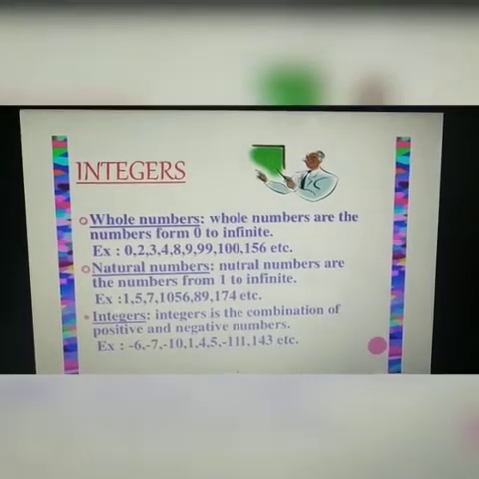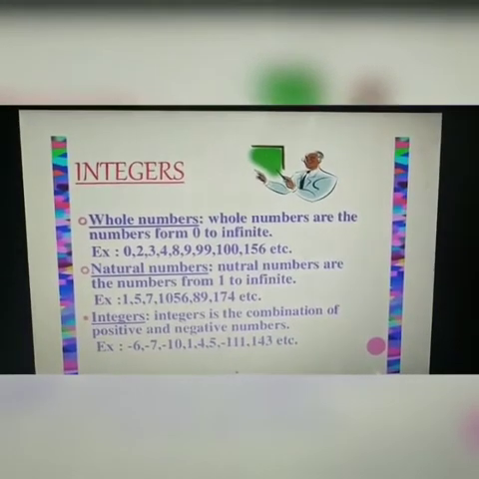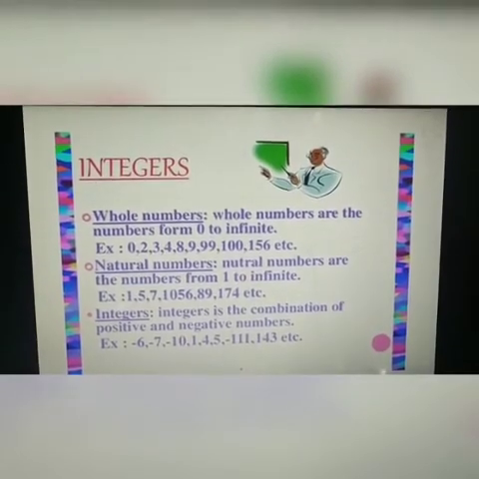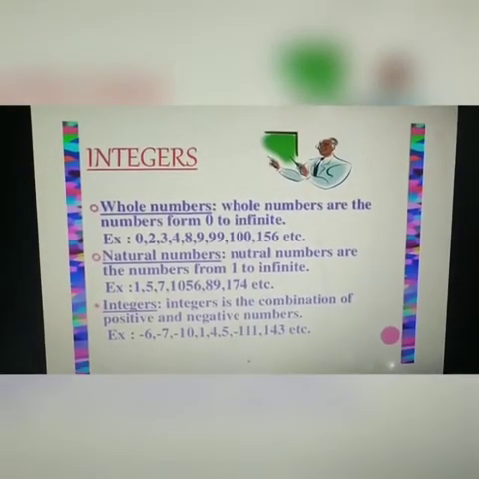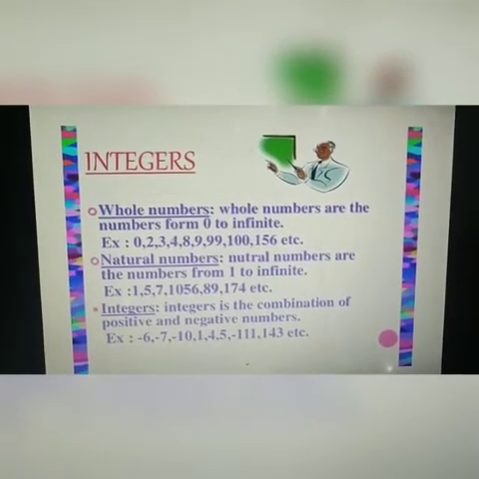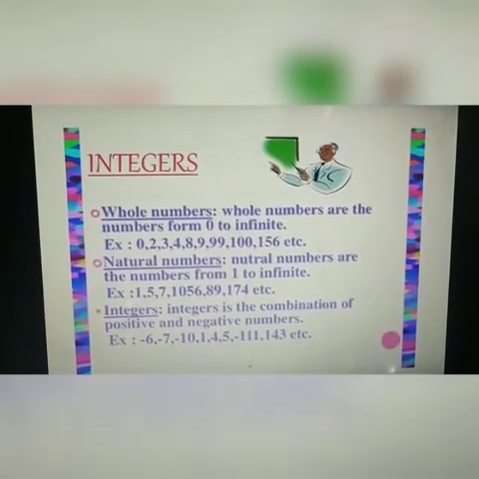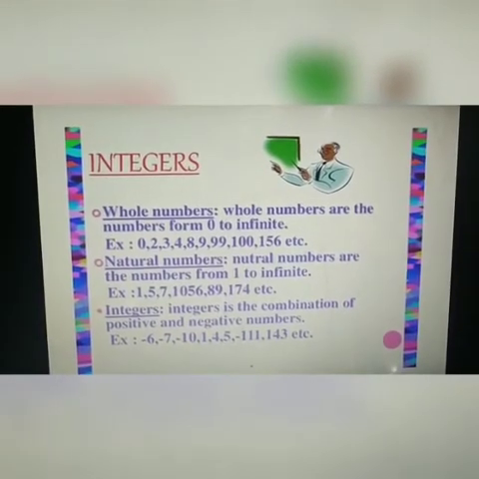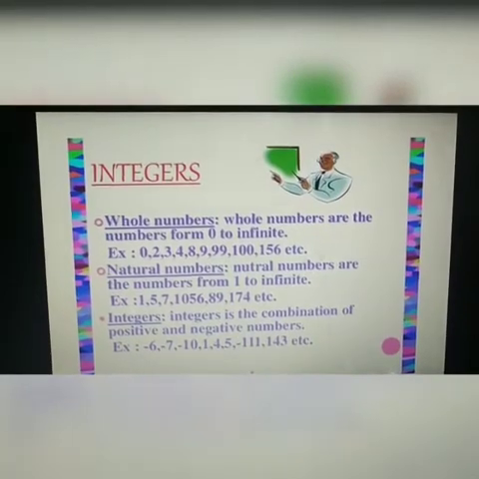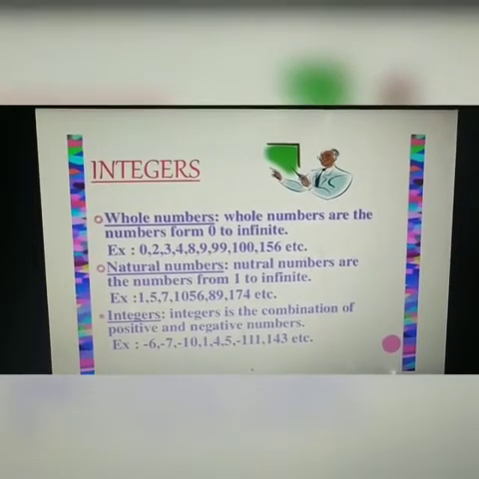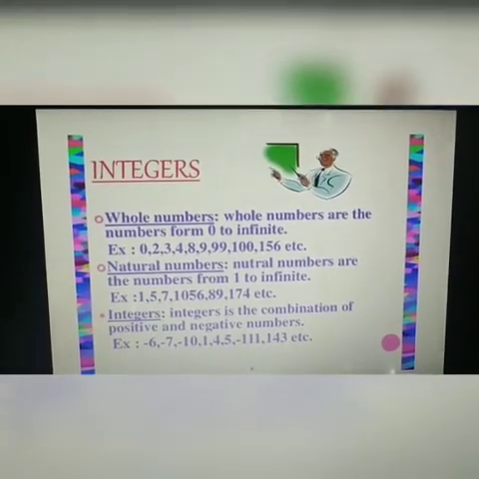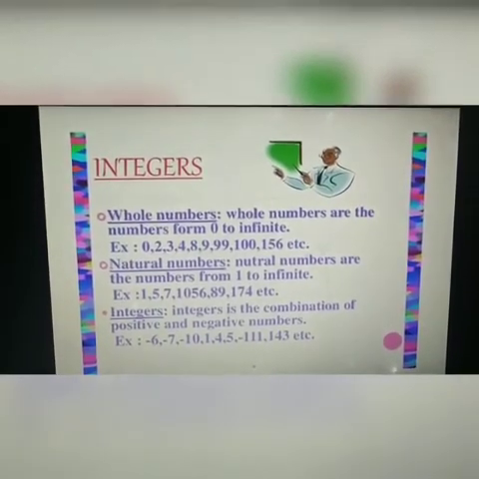So students, the first chapter is integers. In that, first we saw the basics about whole numbers, natural numbers and integers. So what are whole numbers? Whole numbers are the numbers from 0 to infinity. You know very well that whole numbers are 0, 1, 2, 3, 4 and up to infinity. Then what are natural numbers? Natural numbers are the numbers from 1 to infinity. Natural numbers start from 1.